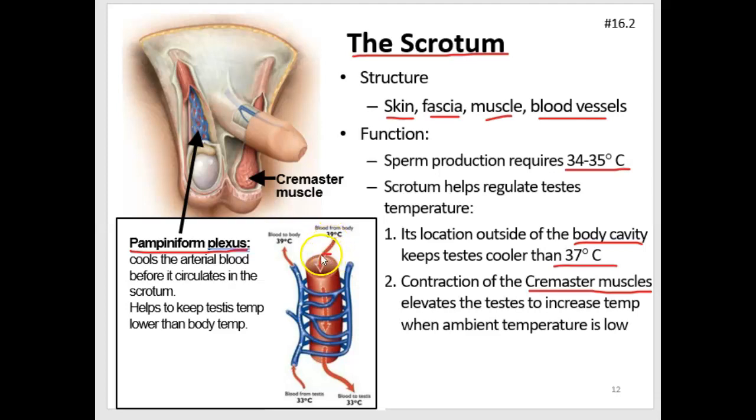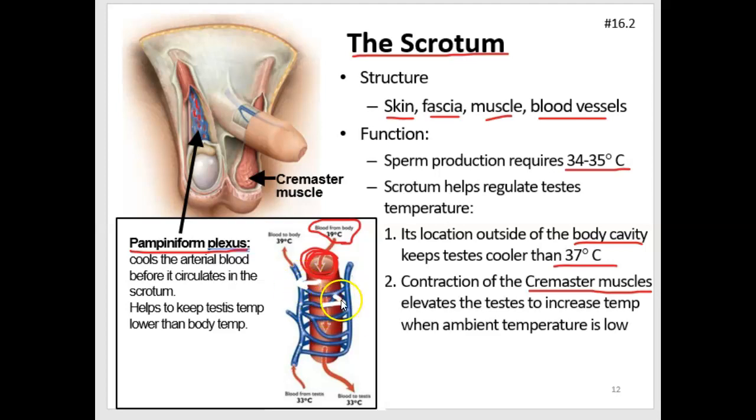So arterial blood is very warm. So here's the artery, and you can see it underneath, peeking out between the pampiniform plexus veins. But arterial blood is warm. You know, it's going to come to the testis at 37 to 39 degrees Celsius. Well, that's too warm for the testis. So what happens is the veins surrounding that artery can actually absorb the heat that radiates out of the blood.